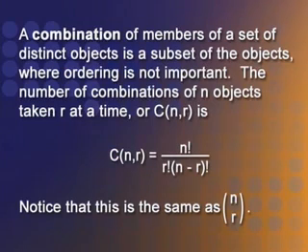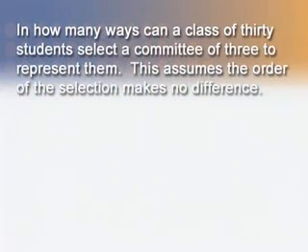And you notice we've seen this before. This is the same thing as the binomial coefficient n choose r that we just discussed recently when we looked at the binomial theorem. Okay, so the difference between combinations and permutations is we're no longer counting order. We're only calculating the number of subsets that we could choose. So let's go to a problem where we could apply this. In how many ways can a class of 30 students select a committee of 3 to represent them? This assumes the order of the selection makes no difference.